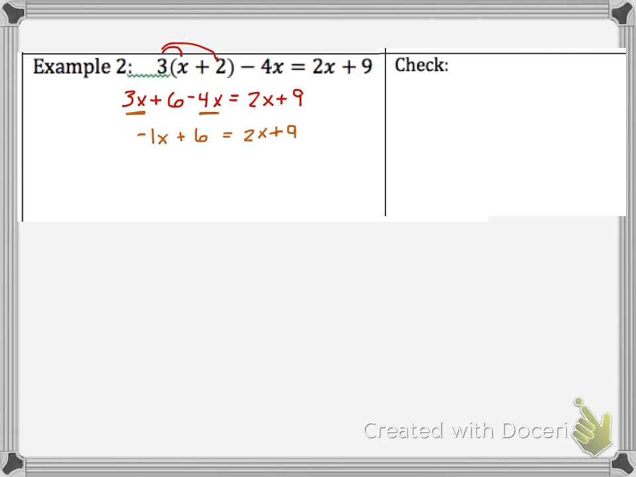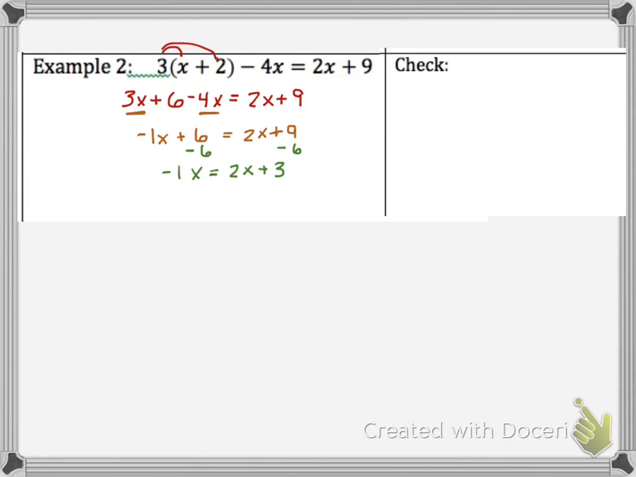Now we're moving to that ALE, or getting variable terms to one side, constants to the other. So I'm going to subtract 6 from both sides. Again, what side you move variables and constants to is up to you. I will typically choose to move the variable terms to the left. And that gives me that 2x plus 3 on the right-hand side.